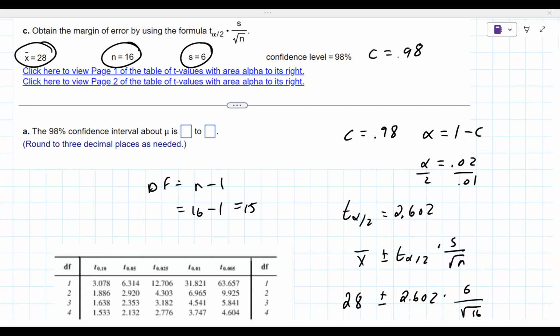All right. So that is 31. Wow, we gotta go 3 decimal places. 31.903 for the higher one. And then 24.097 for the lower one. I'm going to check those. Hopefully they are correct.